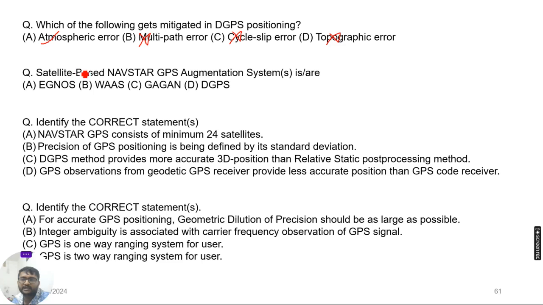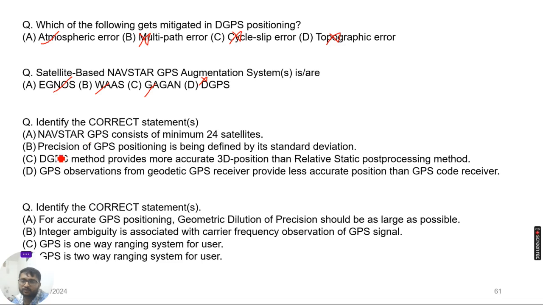Then we have the satellite-based Navstar GPS augmentation systems. We learned in the first slide that IGNOS, WAAS, and GAGAN are this kind of augmentation system, whereas DGPS is just the differential global positioning system.